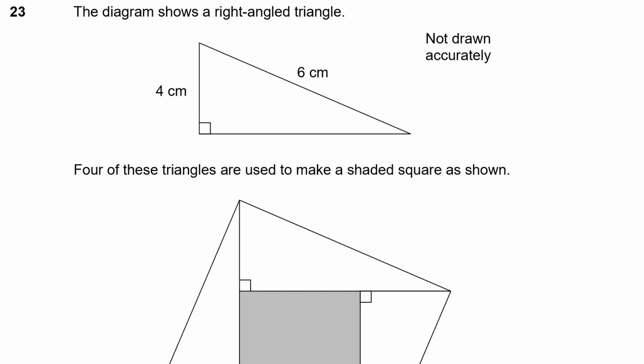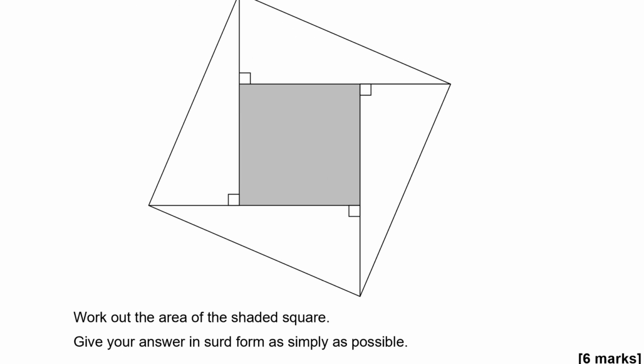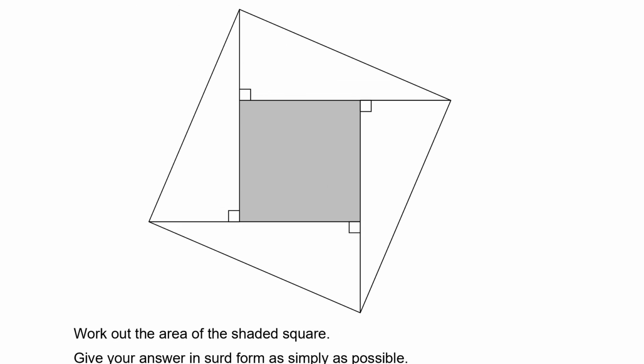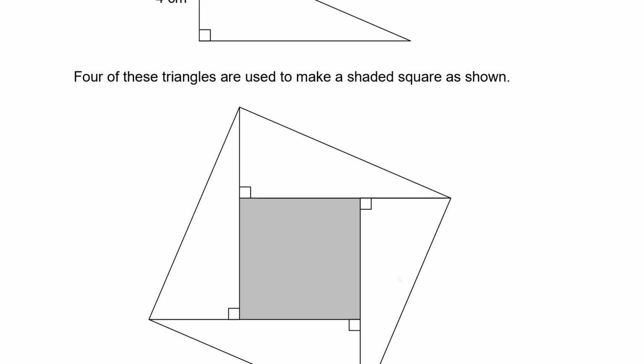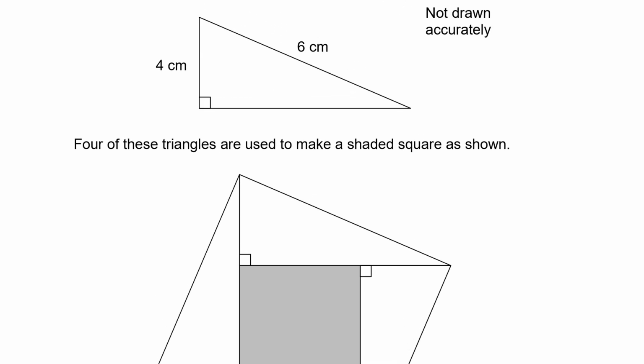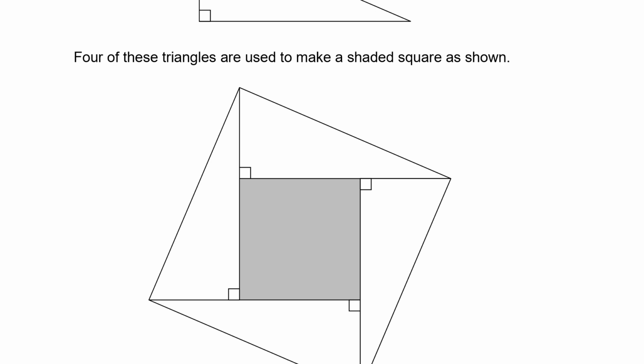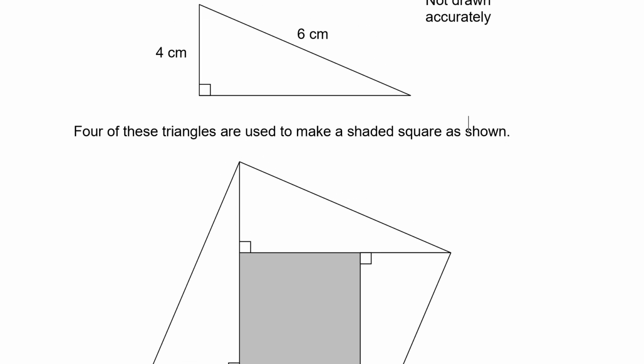Question 23. The diagram shows a right angle triangle which is 4 centimeters along one side and 6 centimeters along its hypotenuse. 4 of these triangles are used to make the shaded square below. Work out the area of the shaded square. Okay. So I think what we need to do is we need to know what the third side of our triangle is, and in order to do that we need to use Pythagoras' theorem.